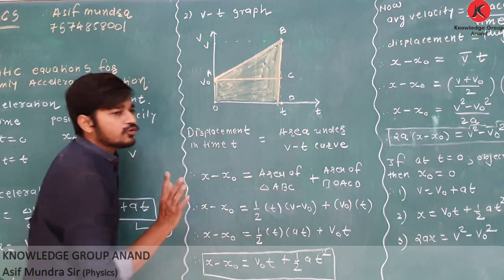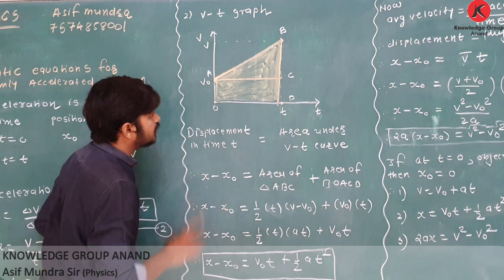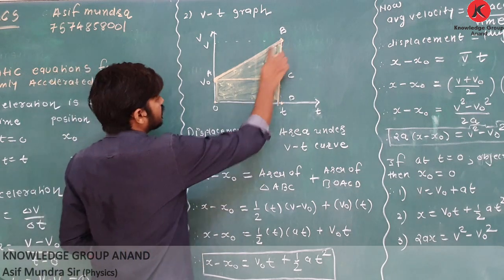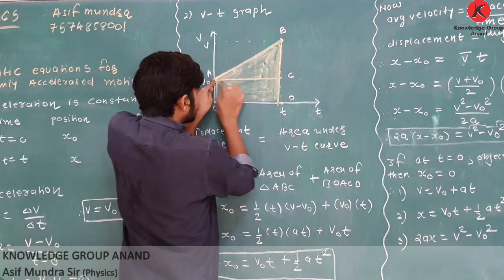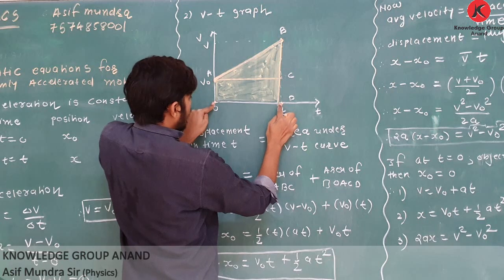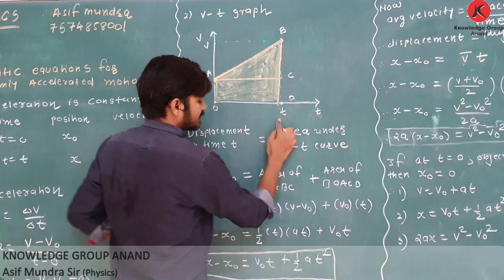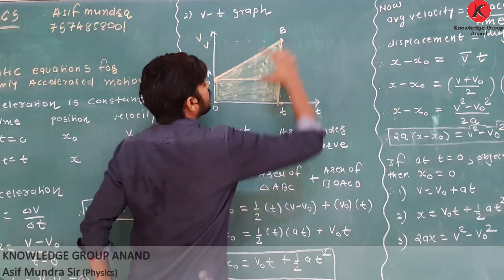Area of triangle, you know what is the equation of area of triangle? It is half base into altitude, height. See, this triangle, half base. This AC is the base, and this AC is equal to this OD, and this OD is nothing but this t. So the base is t. Now how to find this height?